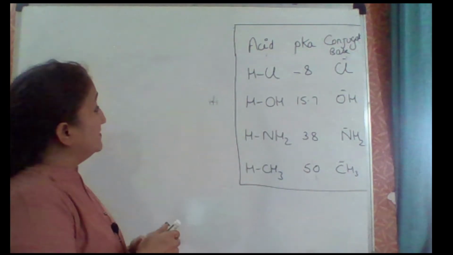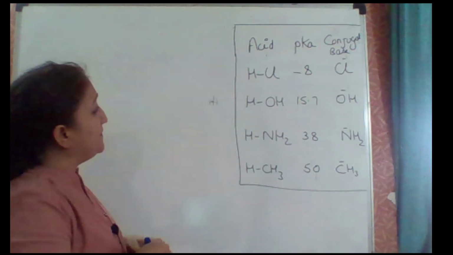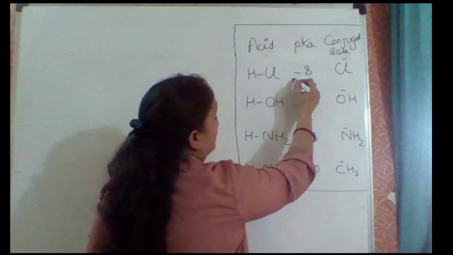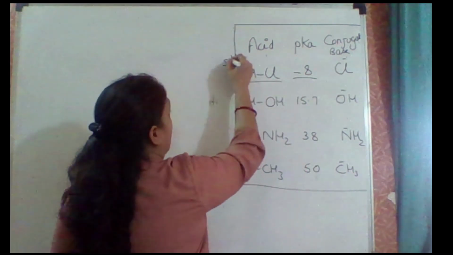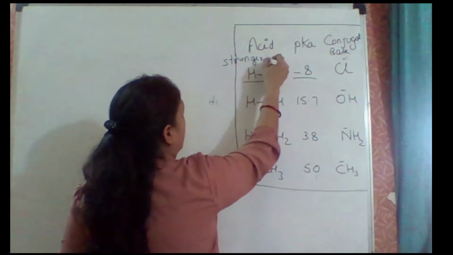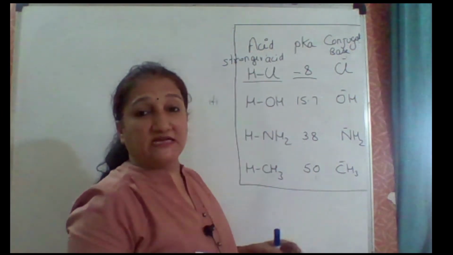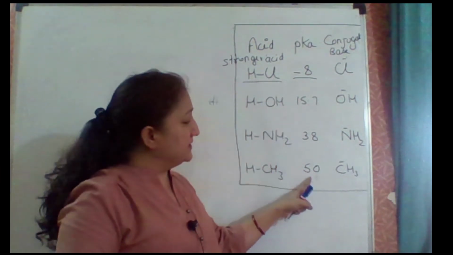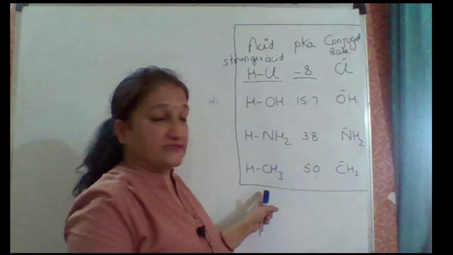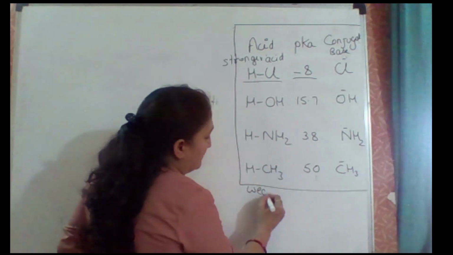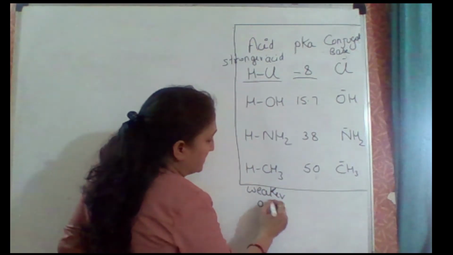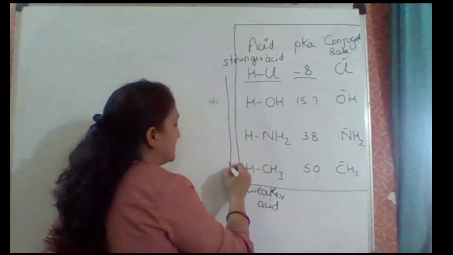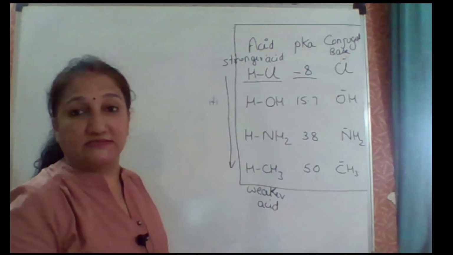Now, just by looking at the pKa values, we can identify that HCl is the stronger acid of all. Why? Because we just now discussed, lower the value of pKa, stronger is the acid. Higher the value of pKa, weaker is the acid, right? So in this table at the bottom, we have the weaker or the weakest acid, and at the top we have the stronger acid. So this means down the table, acidity of the acids decreases.